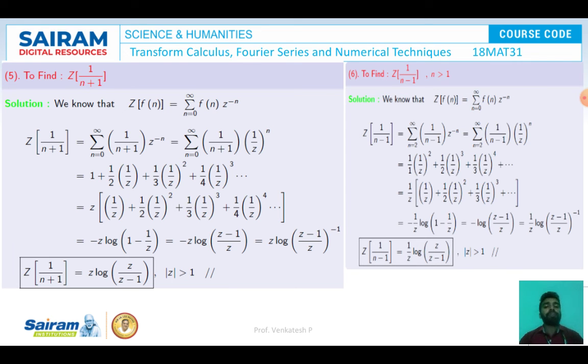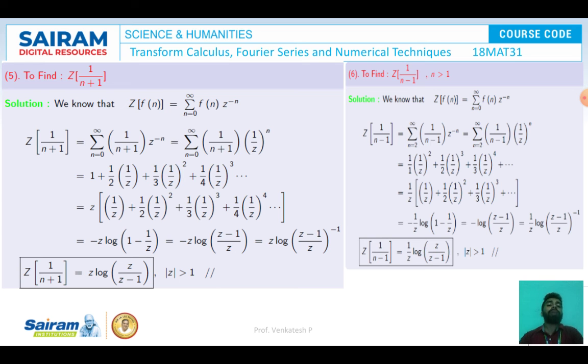So next standard proof is z transform of 1 by n minus 1 with the condition n is greater than 1. So first you take the basic formula, in the place of f of n, we will be replacing 1 by n minus 1. So therefore z transform of 1 by n minus 1 will be equal to summation n from 2 to infinity 1 by n minus 1 into z power minus n, is equal to summation n from 2 to infinity 1 by n minus 1 (1 by z) whole power n. So now start replacing n equal to 2 to infinity. We got 1 by 1 (1 by z) whole square plus 1 by 2 (1 by z) whole cube plus 1 by 3 (1 by z) whole power 4 and so on.